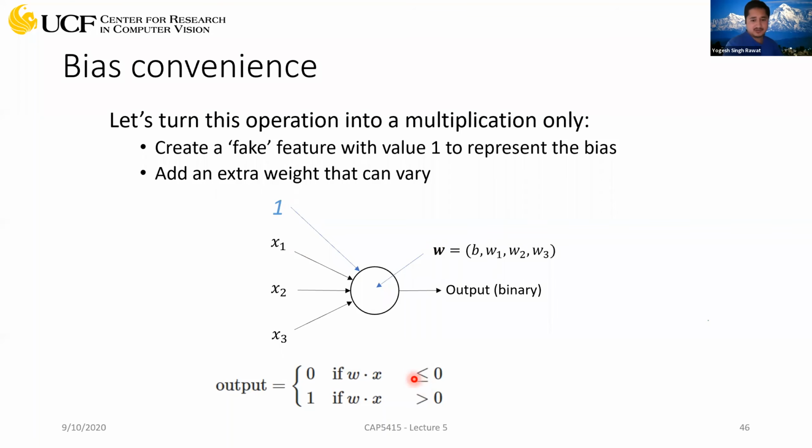Now your equation is simplified. You just do this dot product and check the value. If it's less than 0, you will put a 0. If it's greater than 0, you will put a 1. So you don't need that extra bias addition anymore.